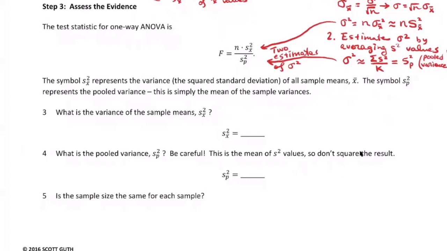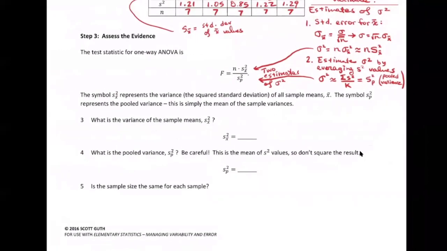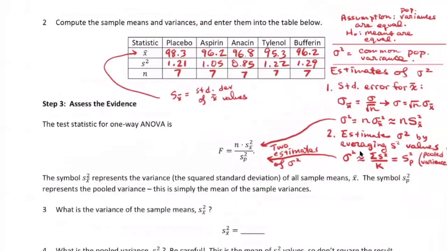Okay, so let's just review here. The symbol SX bar squared, this one up here, represents the variance, that is the squared standard deviation of all sample means. Symbol SP squared represents the pooled variance. This is just the mean of the variances. That's this one. Okay, and you just take these two estimates of the population variance, divide them, and you should get this F statistic. And this should be close to 1 when the null hypothesis is true. All right, so we need to do some of these computations.